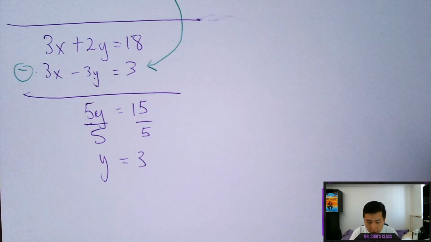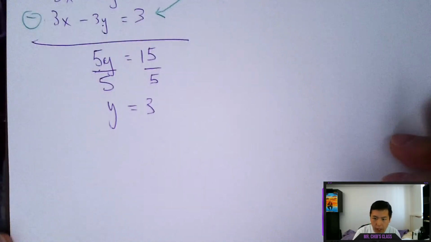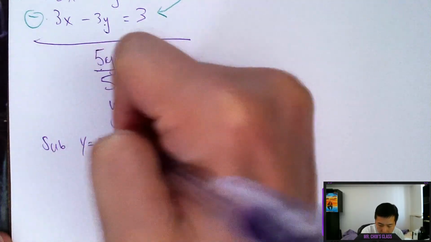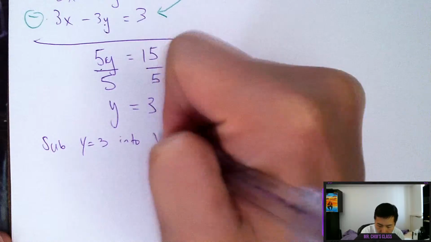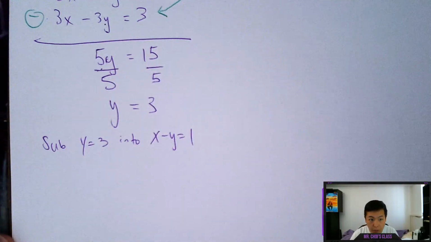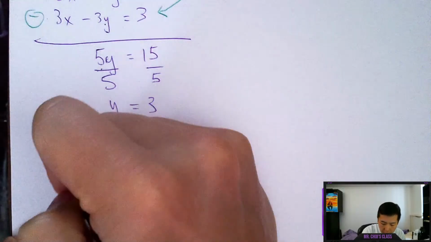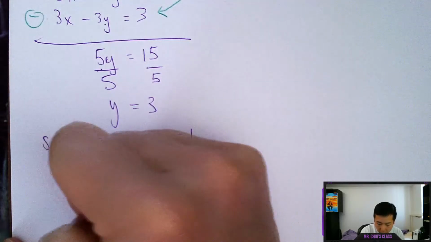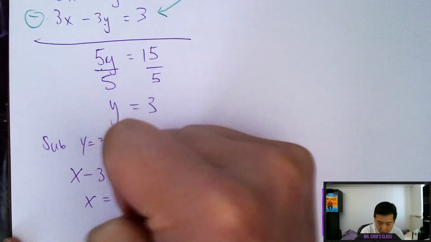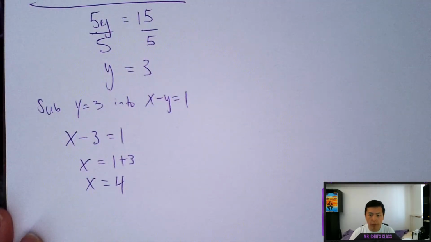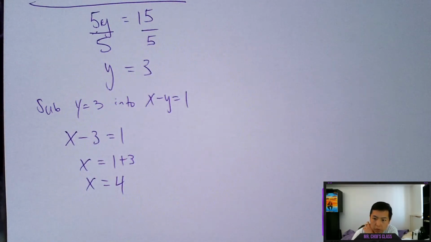So now we can continue onwards with this question. We're going to take that y equals 3. We're going to sub y equals 3 into one of the equations. This is the simpler one, so I'd pick this one. So I'm going to write x minus 3 is equal to 1. If I move it over, 1 plus 3. So x is equal to 4. And there's our final answer.